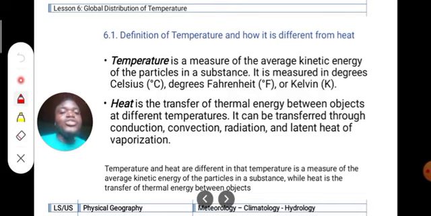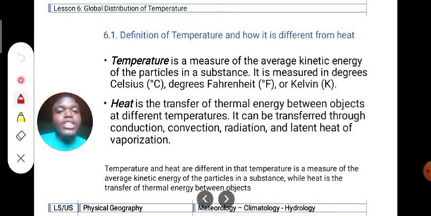Now, what is temperature? What is heat? Temperature is a measure of the average kinetic energy of the particles in a substance, and temperature is measured in degrees Celsius. It can be measured in degrees Fahrenheit, and it can equally be measured in Kelvin. So these are the three different measures of temperature. Either you express it as degrees Celsius, degrees Fahrenheit, or you express it in Kelvin.